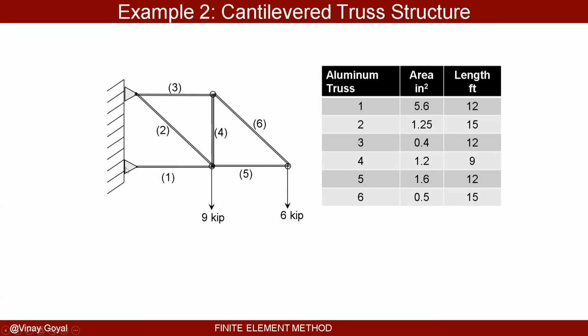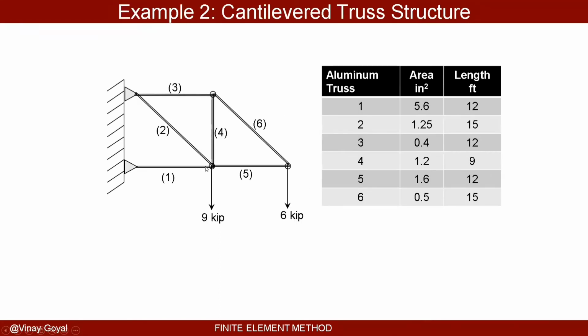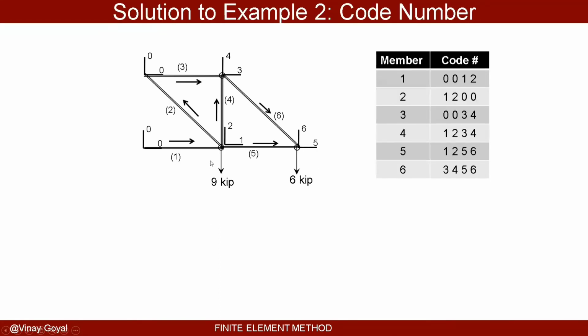I see here there's pinned and pinned. So that node is 0, 0, the degrees of freedom. Here, 0 and 0 because it's pinned, so it cannot move. And then here, I have the following. For this node, I have 1. So that's node number 1.